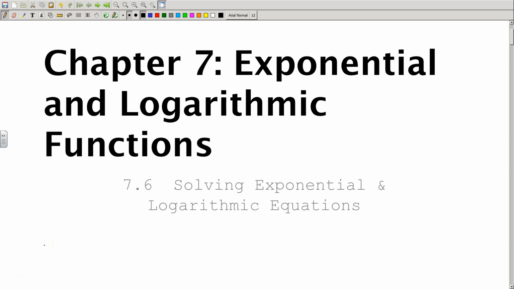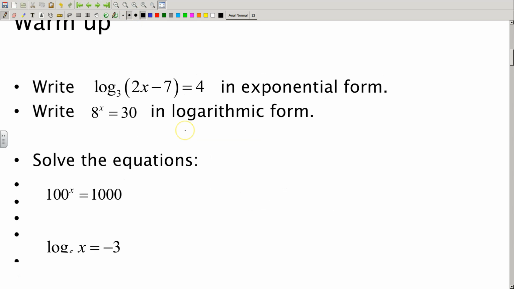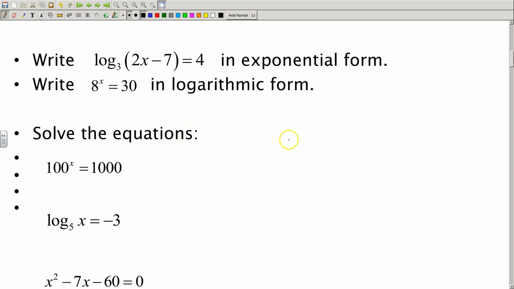All right, welcome back to Algebra 2. We are looking at 7.6 today, which is on solving exponential and log equations. Little warm-up to start us off with. You can pause it and do these questions, and I'm just going to go through them.